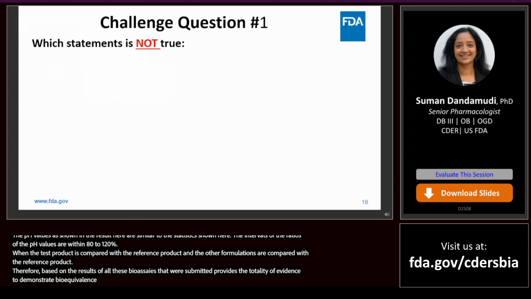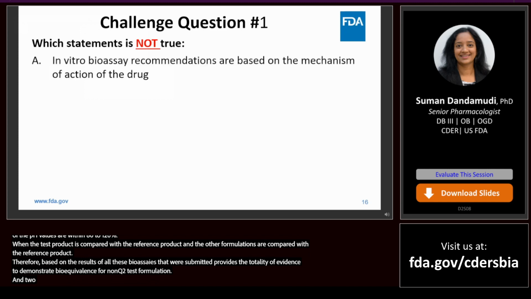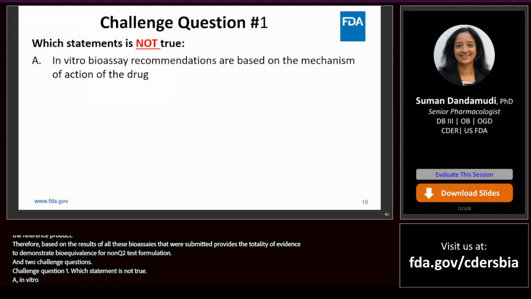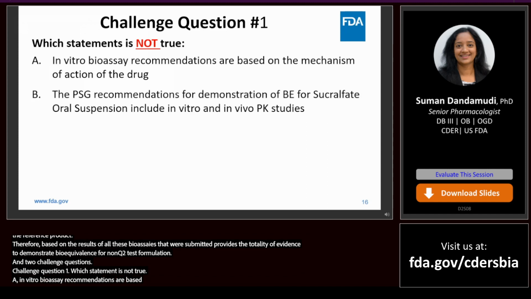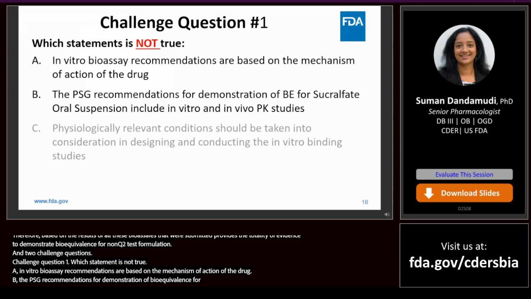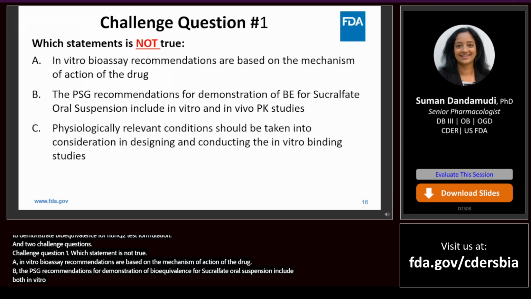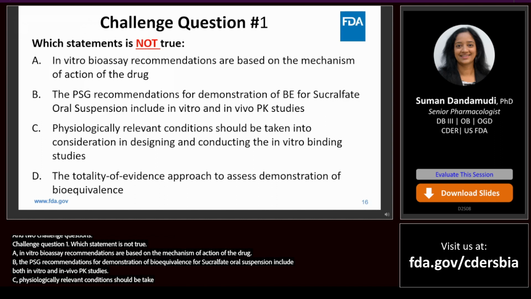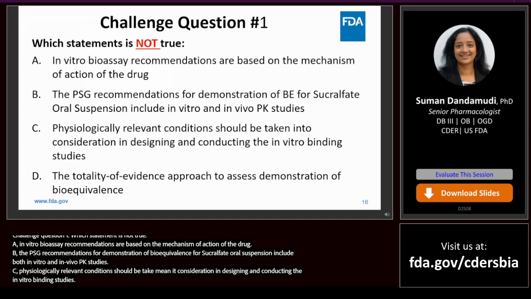I have two challenge questions. Challenge question one: which statement is not true? A, in vitro bioassay recommendations are based on the mechanism of action of the drug. B, the PSG recommendations for demonstration of bioequivalence for sucralfate oral suspension include both in vitro and in vivo PK studies. C, physiologically relevant conditions should be taken into consideration in designing and conducting the in vitro binding studies. D, the totality of the evidence approach is used to assess demonstration of bioequivalence.